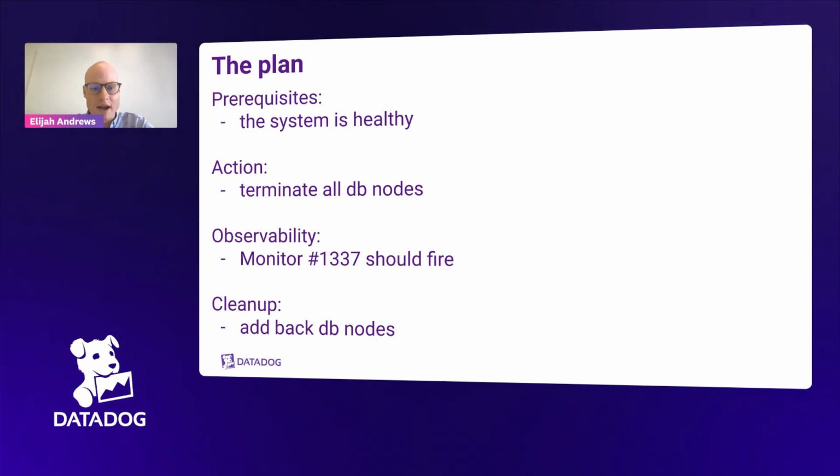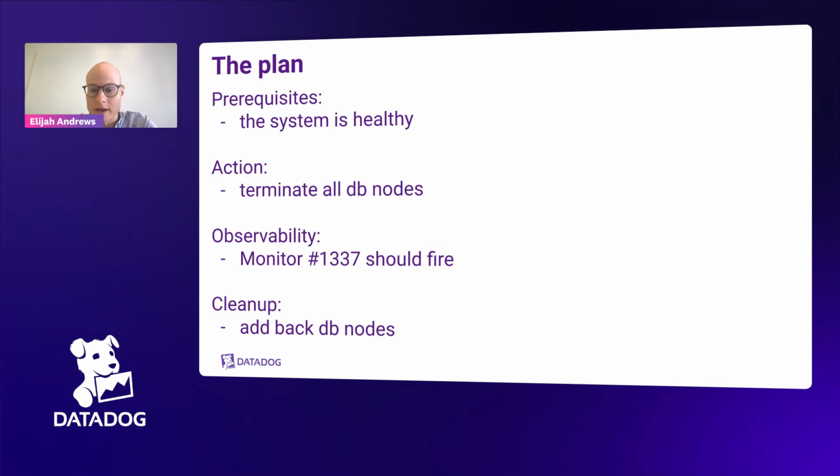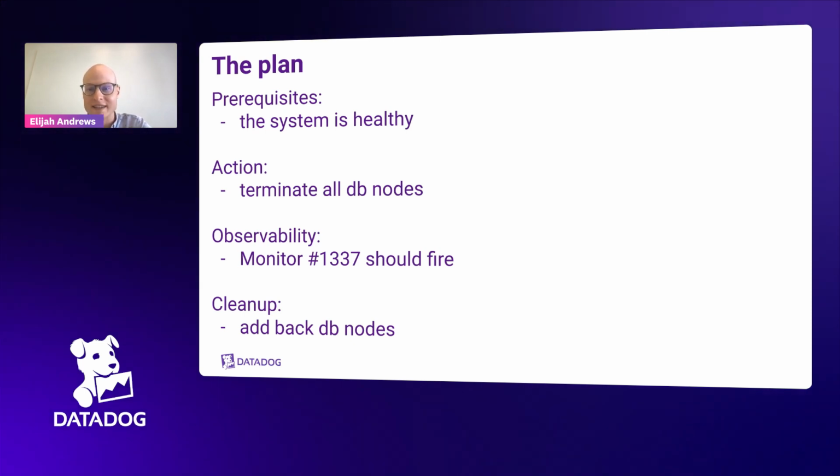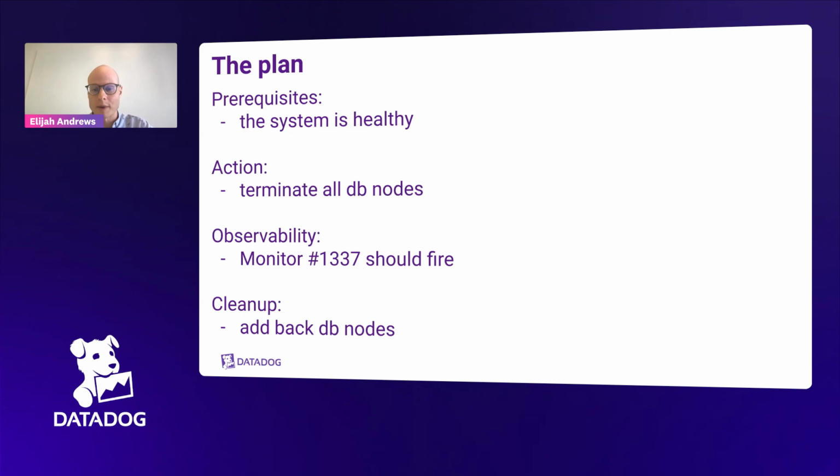Then our plans always have an action that says what you're going to do to start the game day. In our case, we're going to terminate all the database nodes. And then the plans also have an observability section. This is where we say how we know that the action that we performed actually induced the failure that we expect, or some sort of failure, right? In our case, we had a monitor that monitored whether we had database nodes, and we knew that as soon as we ran that action, we expected that monitor to go off. If that monitor doesn't fire, there's no point continuing with the experiment because we're already off the rails and we don't know if we even induced the failure that we expected, which happens a lot, honestly.